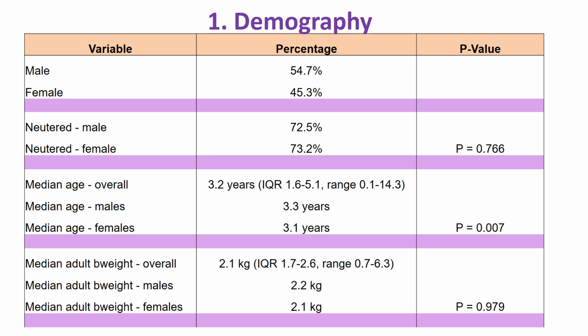The median age of the rabbits under veterinary care was 3.2 years, with the males slightly older than the females, 3.3 years versus 3.1 years. So this is some hinting at why there were more males than females. And the median adult body weight was 2.1 kilos, with no difference between males and females. So demography is really important because we need to understand what these species look like.